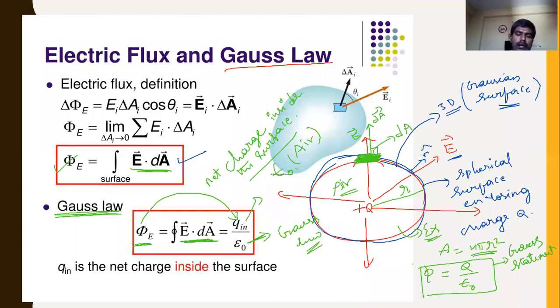So Gauss law and electric flux are linked with each other. Gauss law gives the numerical value of electric flux in terms of charge. Electric flux gives the definition, the dot product between electric field and area vector. Gauss law is used to find electric flux in terms of the charge enclosed in it.